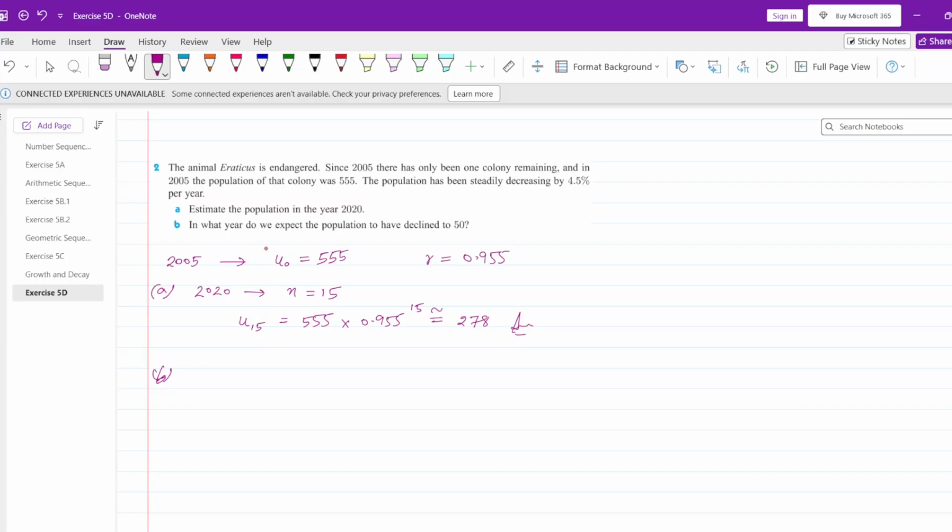In what year do we expect the population to have declined to 50? So we know un equals 50.